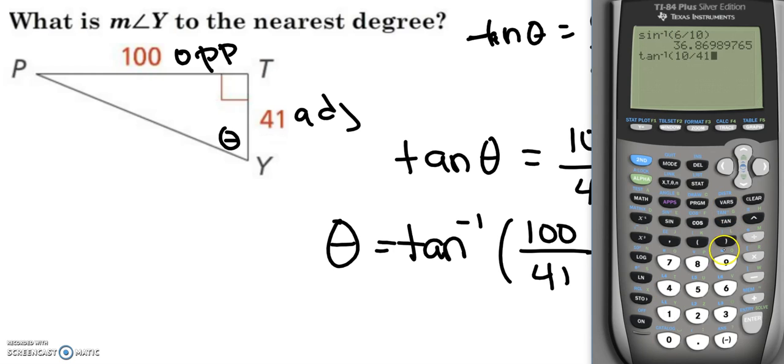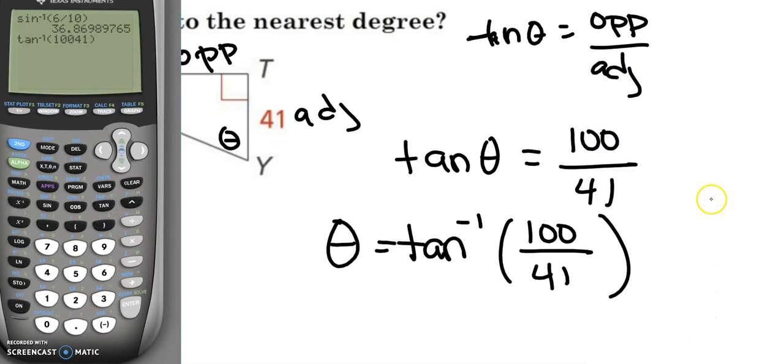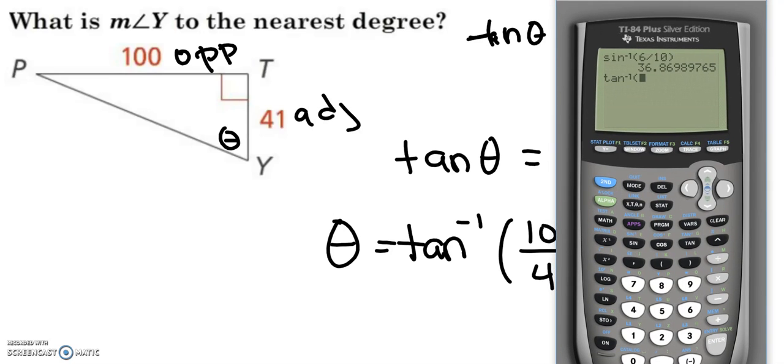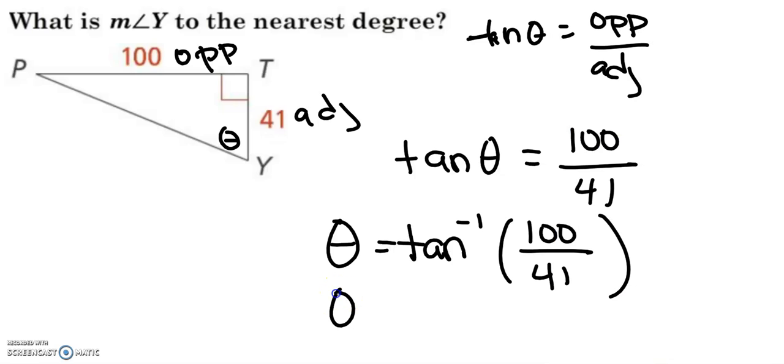100 divided by 41. Oopsie. Actually, let's just do that anyway, just in case, so we see what might happen. So, second tan. There we go. 10 divided by 41. Oh, that actually worked. Thought I'd get an error. Never mind. All right. 100 divided by 41. There we go. 68 degrees. So theta here is approximately 68 degrees.